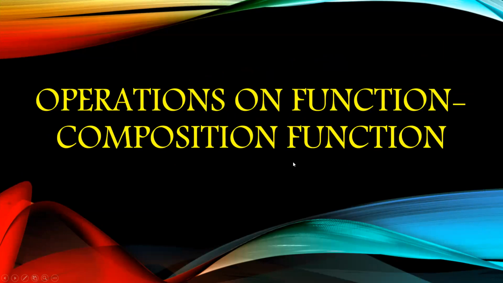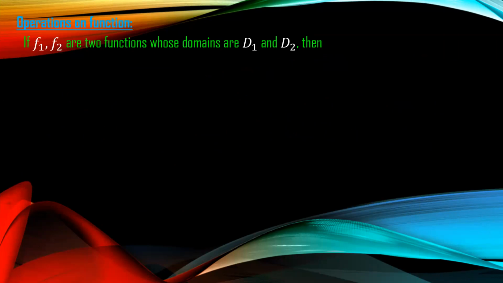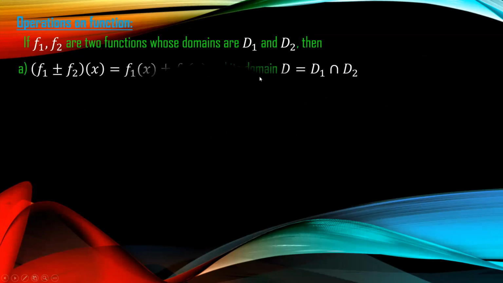Today, inshallah, we will study operations on functions and the composition of functions. First, operations on functions. If f1 and f2 are two functions whose domains are d1 and d2, then (f1 plus or minus f2) of x equals f1 of x plus or minus f2 of x, and its domain is the intersection of the two domains, d1 intersection d2.